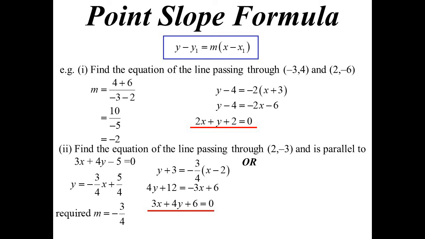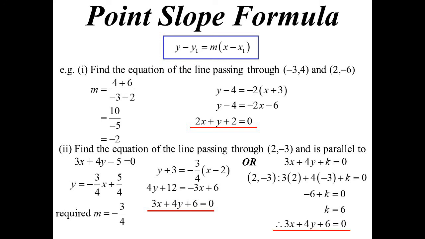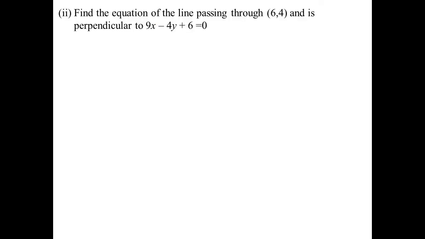Well, because it's parallel to this line, I know it must be in this form: 3x plus 4y plus something is equal to 0. Well, I know a point that's on the line. If I substitute that point in, I can work out what k is. Oh, it's 6. There's the equation of the line. Much quicker. Okay? And you can do that for perpendicular as well. Let's do it the long way first of all, and then we'll do it the quick way as well.